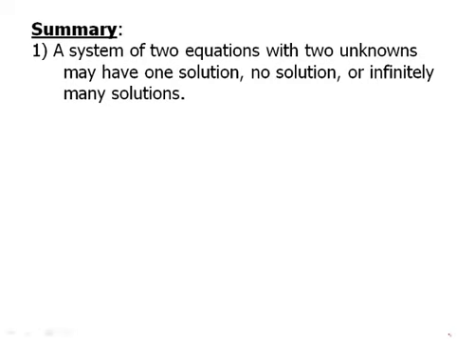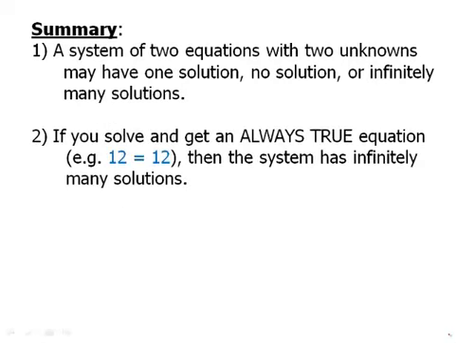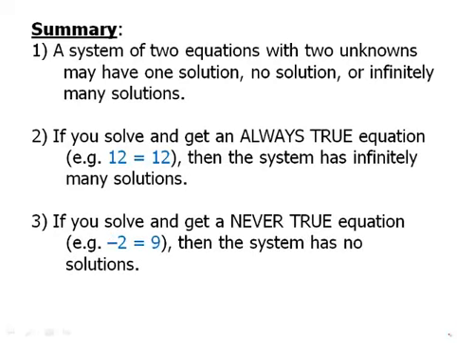In summary, a system of two equations with two unknowns may have one solution, no solutions, or infinitely many solutions. The most common case by far is the one solution case, and that's where you would use substitution or elimination and solve for individual values of x and y. If you do that solving and you get an always true equation, something like 12 equals 12, then the system is always true. It has infinitely many solutions. If you solve and all the variables drop out and you wind up with a never true equation, something like negative 2 equals 9, then the system has no solution.